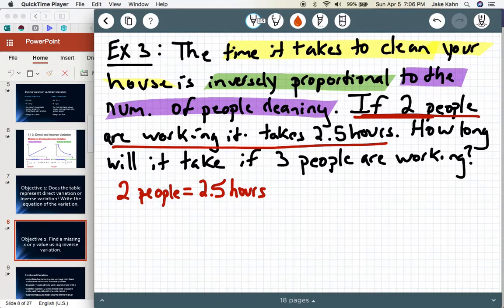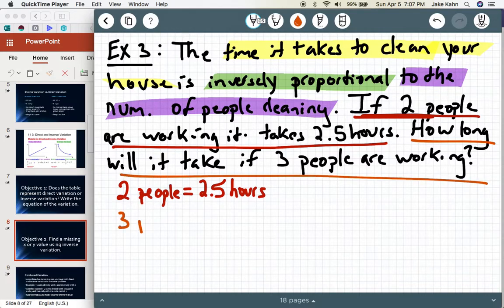Our second case is how long will it take if 3 people are working? So 3 people equals question mark, right? We don't know how long it'll take. And I should probably make that a variable since this is math class, right? Let's say 3 people equals x. Thankfully, all we have to do is exactly the same thing as what we did before. If we multiply the people times the hours, it should be constant in an inverse variation. So that's what I'm going to do right now.